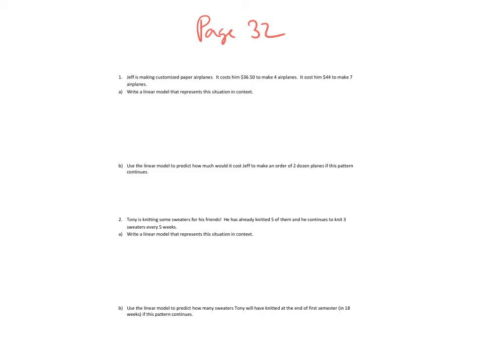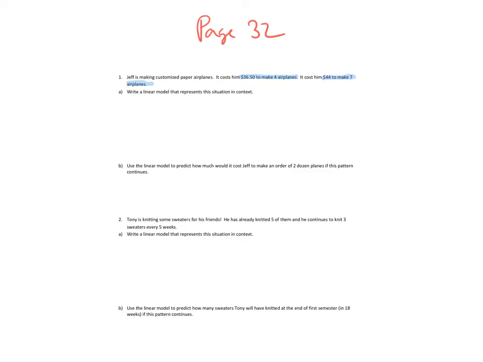So what I notice is we don't have a rate, like dollars per airplane, but we do have 2 data points. That many dollars for 4 airplanes and that many dollars for 7 airplanes. Now, what's important to keep in mind is what is going to be our x variable, and what is going to be our y variable. I think of it like cause and effect. Does the dollar amount cause him to make 4 airplanes? Or is it that he makes 4 airplanes, which causes a price of $36.50?